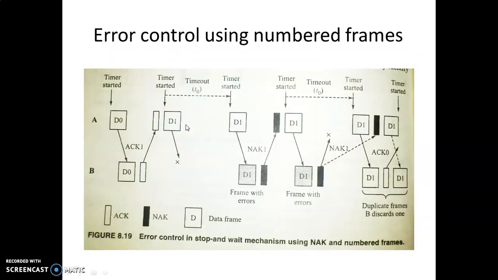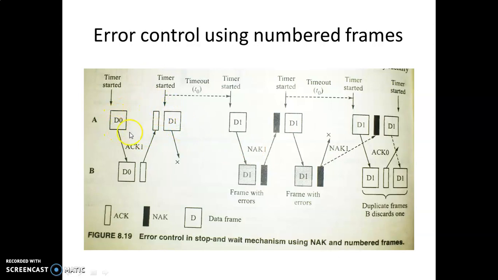Now what is happening over here is that the frames are given only two numbers, that is D0 and D1. Then the next frame will be D0 and the next D1. So it starts with D0, then D1, then D0, then D1. Now why only two numbers are given? Why not D0, 1, 2, 3, 4, 5?